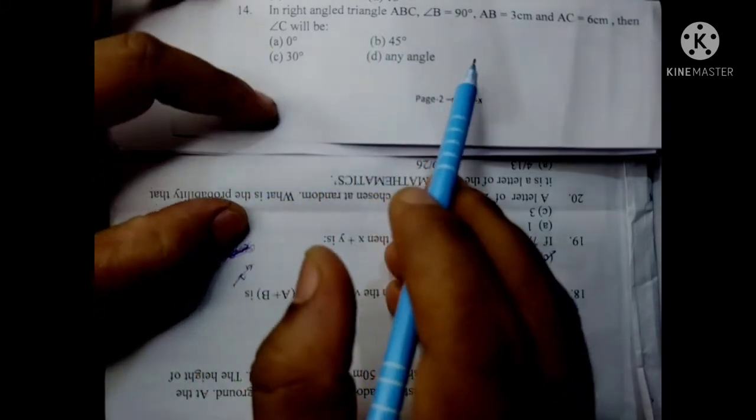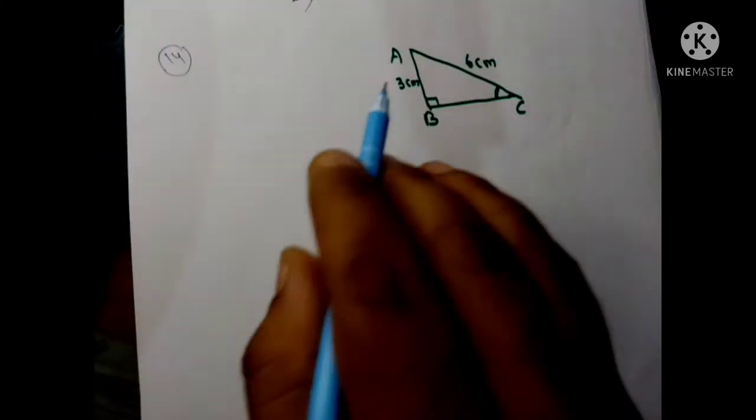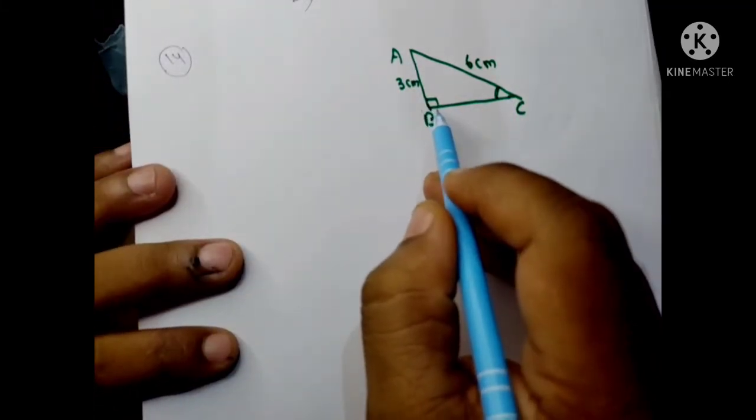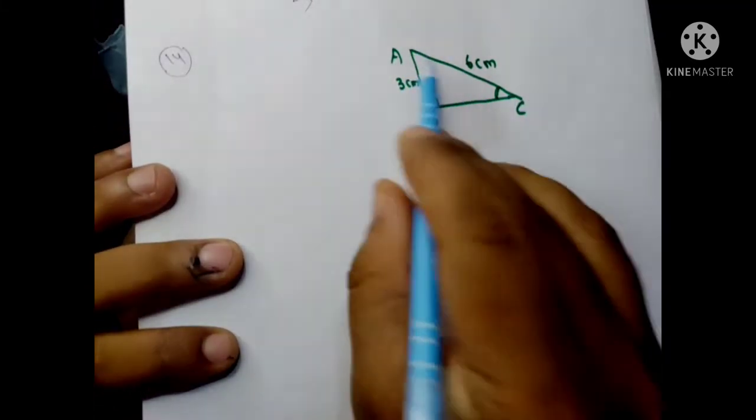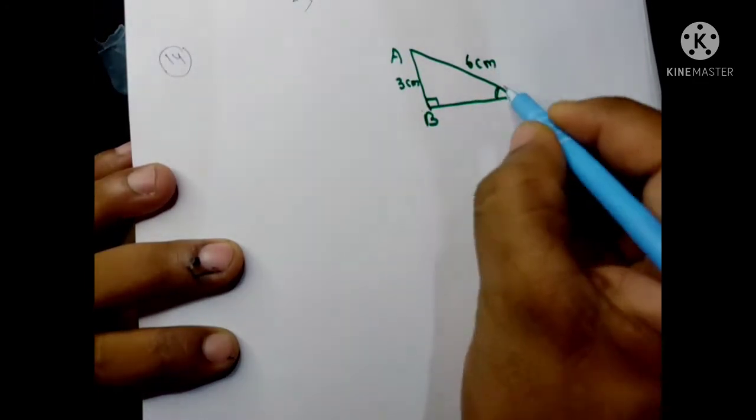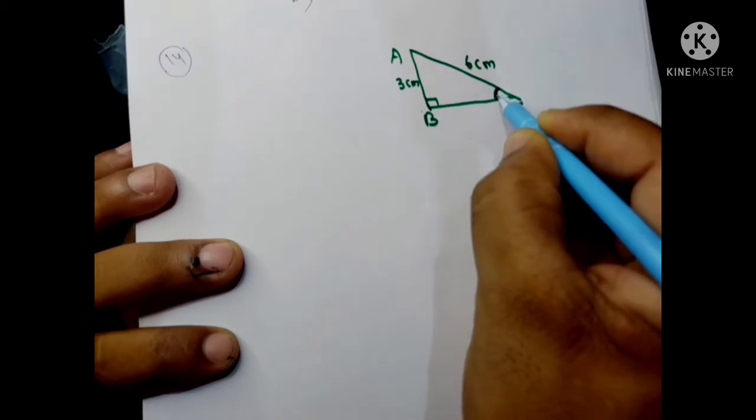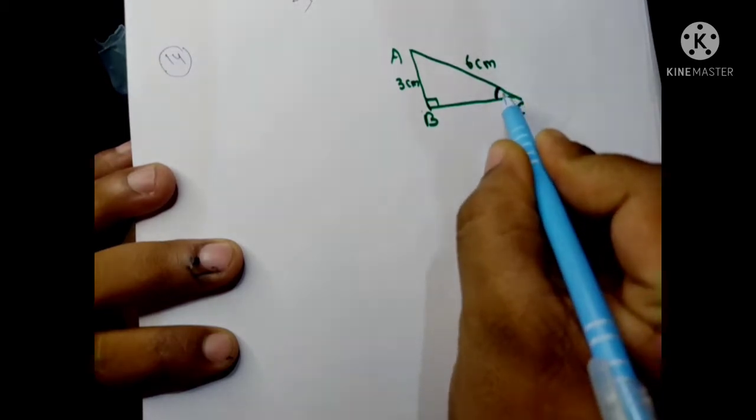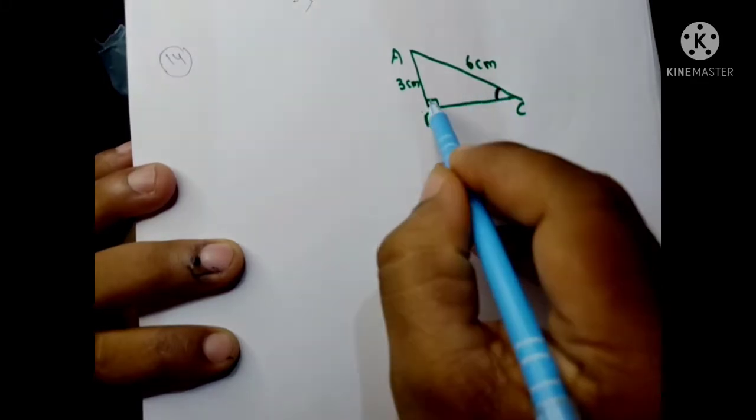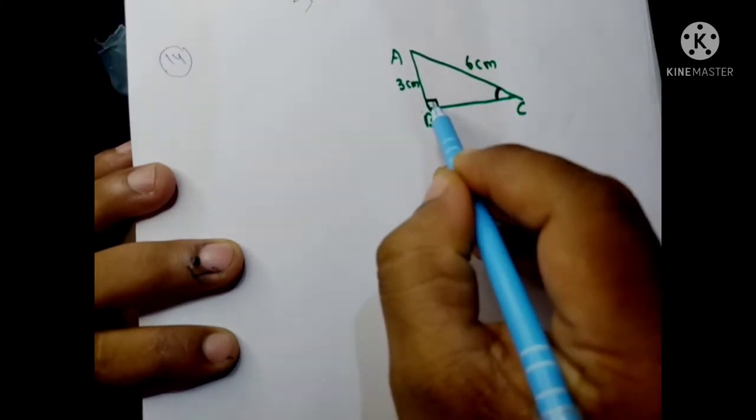So let's start. Here in triangle ABC, angle B is 90 degree. So AC is the hypotenuse and AB is 3 cm. We have to find this angle C. For angle C, its front side is perpendicular in a right angle triangle and the front side opposite to right angle is hypotenuse.